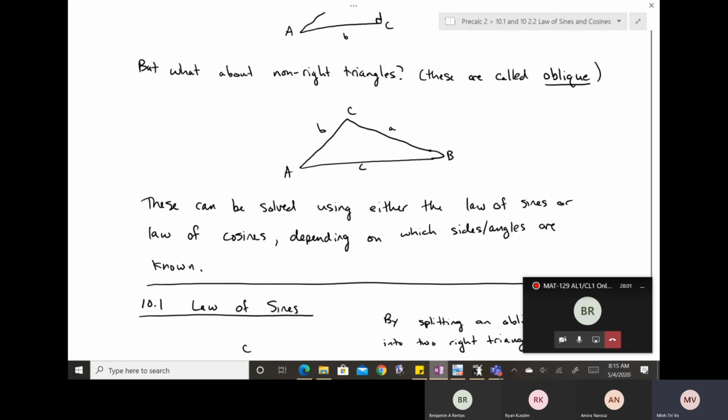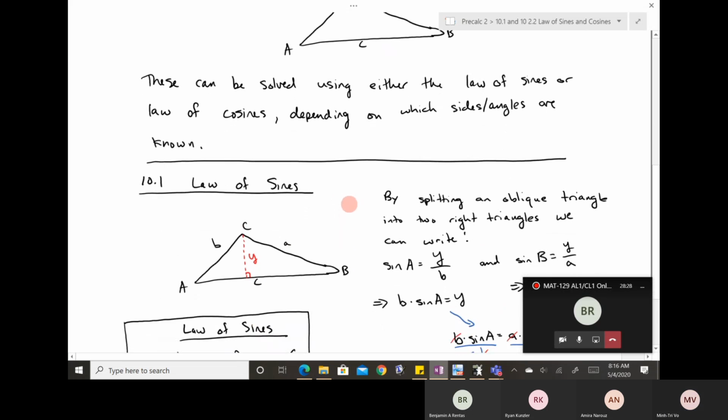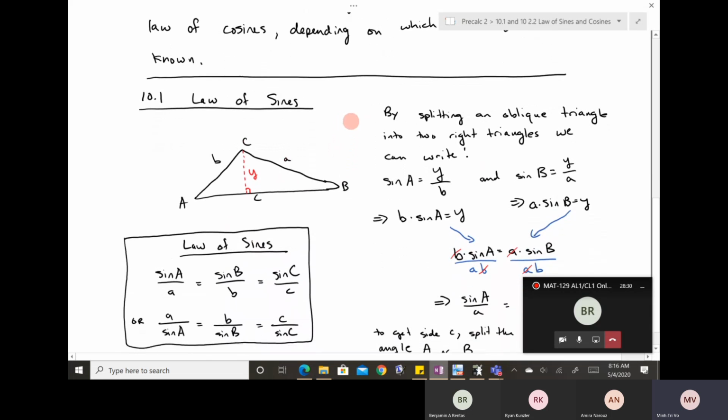So you can use either the law of sines or cosines, or sometimes both, to solve these kinds of triangles. Which one you use will depend on which angles and which sides we know from the triangle. Okay, so first let's talk about the law of sines.